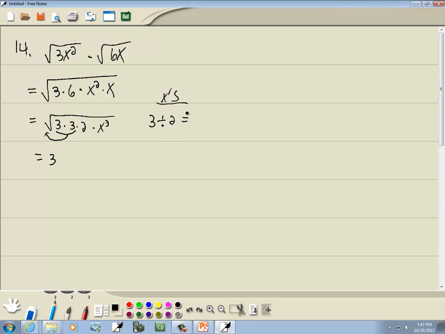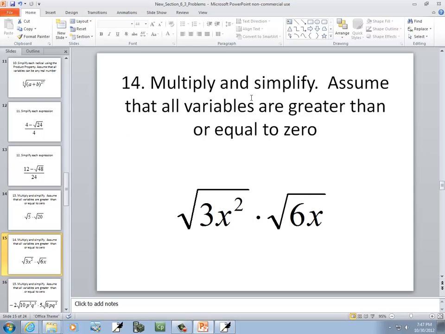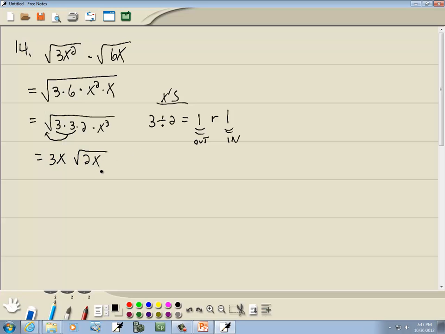And this is old style division. 3 divided by 2 is 1 with remainder of 1. This is how many x's come out. This is how many stay in. So we're going to have 1 x come out, and we're left with 1 x left inside. Now normally I'd have to worry about the absolute value bars on that. But this says assume that all variables are greater than or equal to 0. So we don't need to worry about that, and that's our answer.